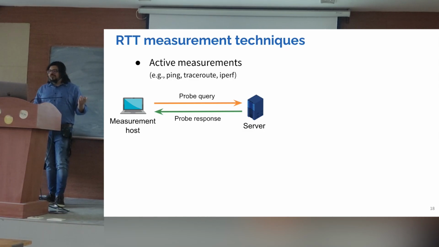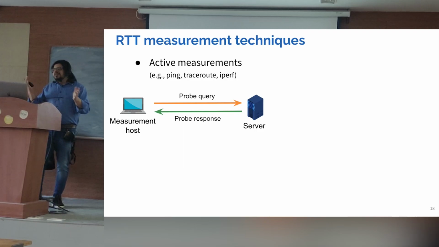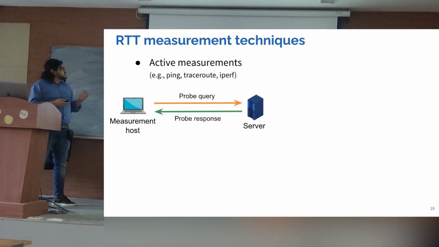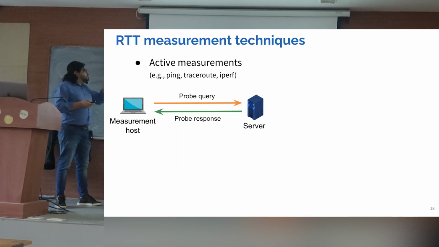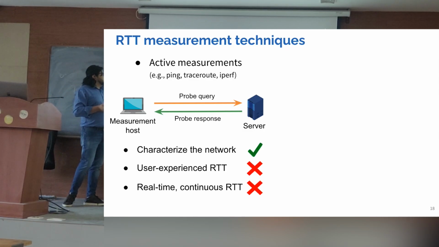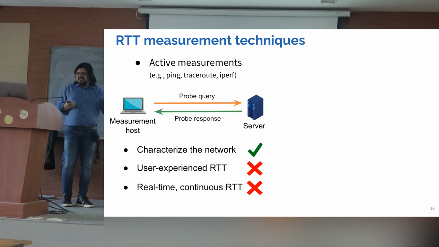So ping, traceroute, and similar tools are examples of tools that do this. There is a measurement host. It sends a probe to the server, and the server comes back with a response. And then the time difference gives you the RTT. Now, this is good for characterizing the network.